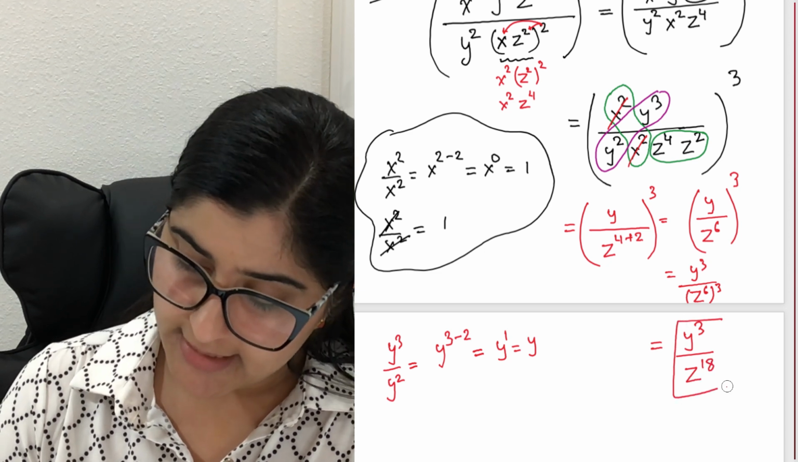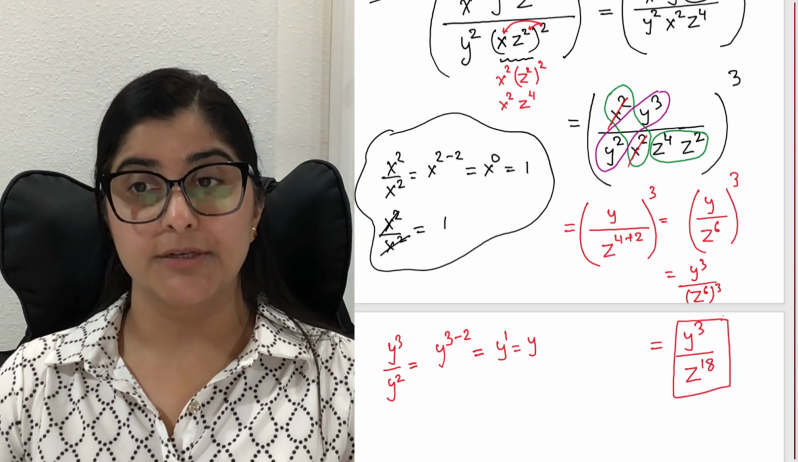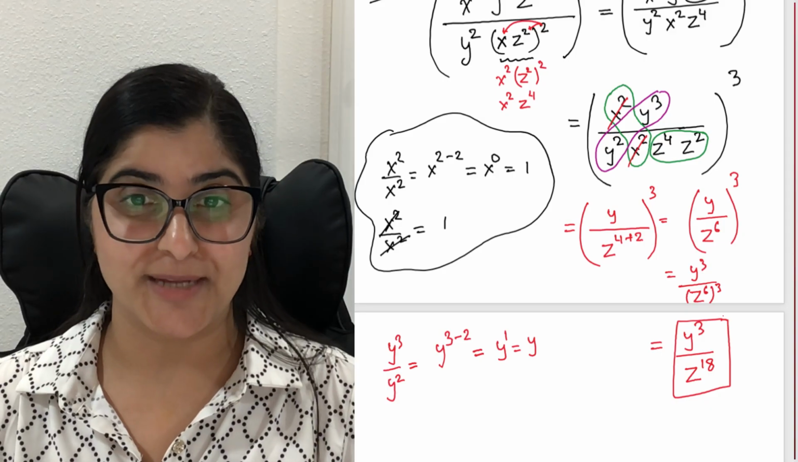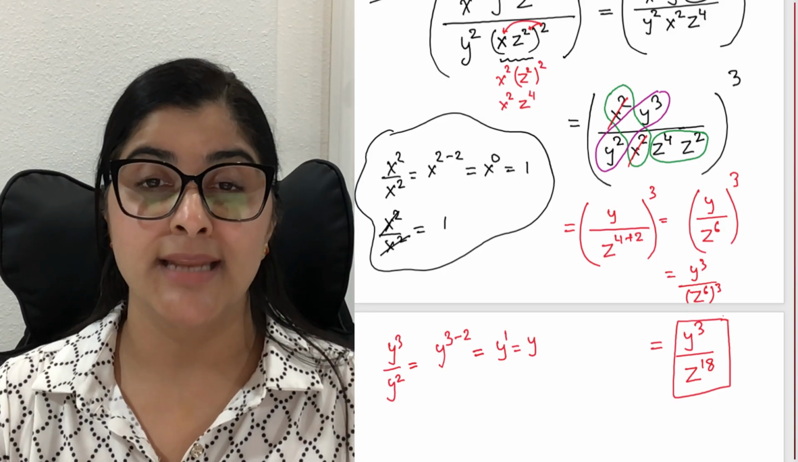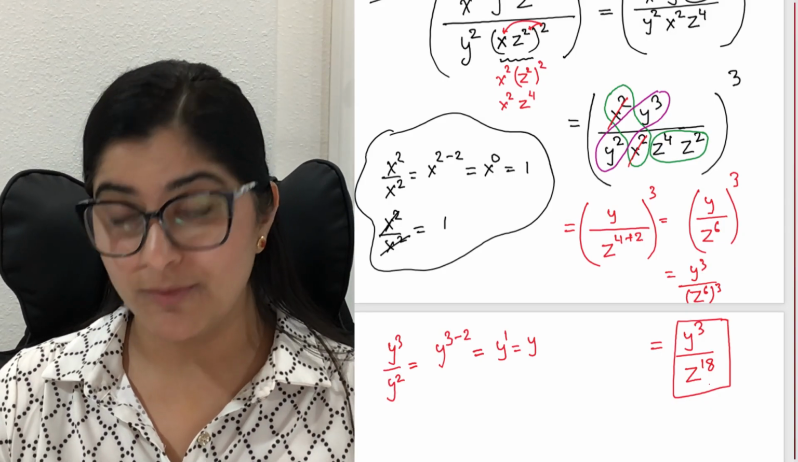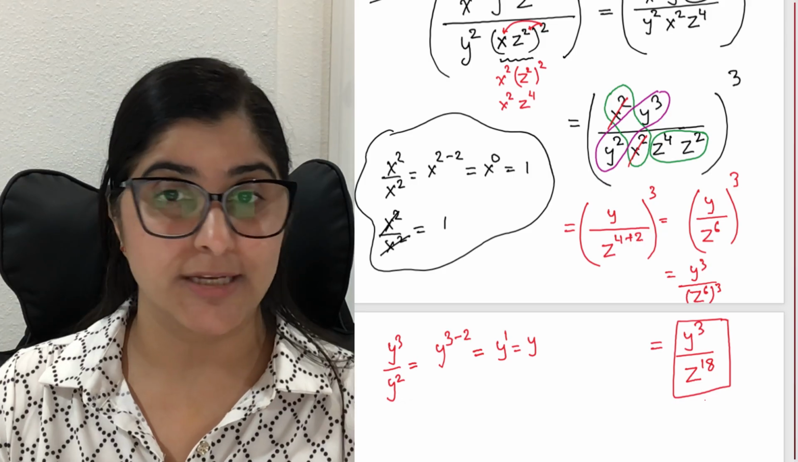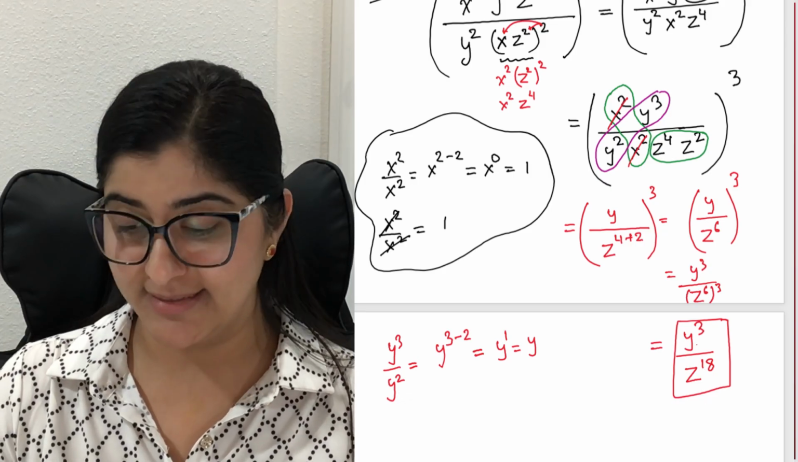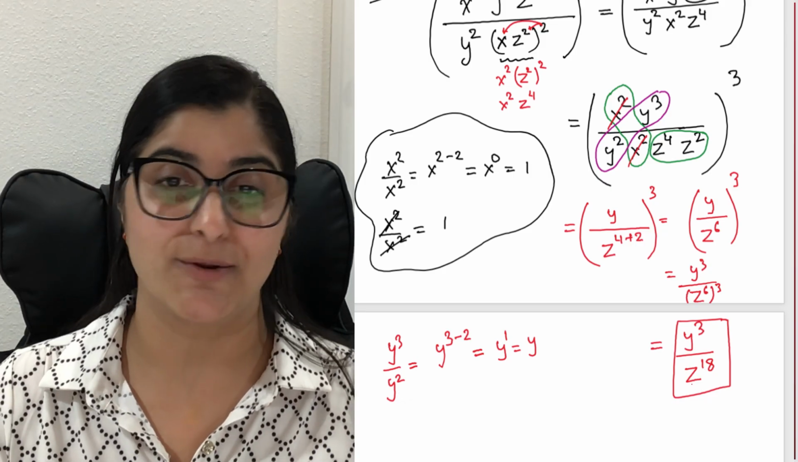So you see that this is the simplified version. Now we cannot cancel out anything. We cannot combine any two terms, because now we are left with only two terms, one in the numerator, one in the denominator, and they have different bases. We cannot combine them.